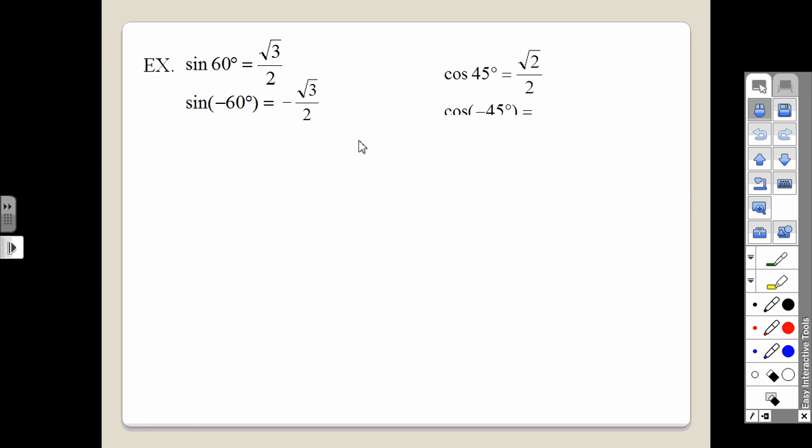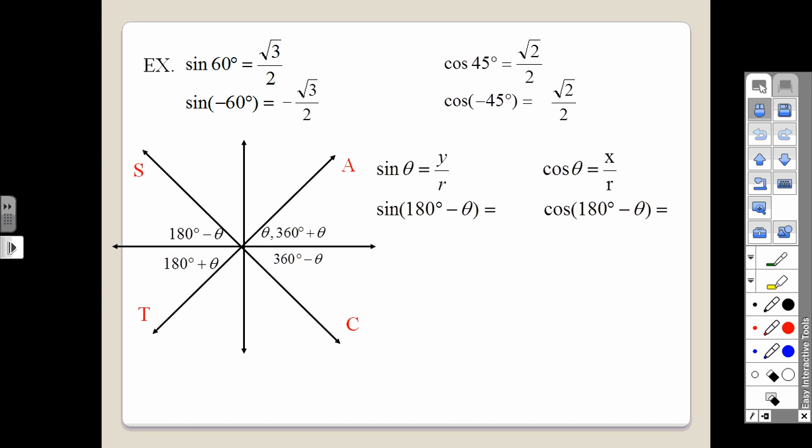Okay, let's try this one. The cosine of 45 degrees is root 2 over 2. So then the cosine of negative 45 degrees, remember that for cosine it doesn't matter if the angle is positive or negative. It's just going to be the same thing. Okay? So now we're going to take this out to a bigger scale. Instead of just dealing with theta and then negative theta, what happens if we're in any one of the quadrants and we relate it to 180 plus or minus theta or 360 plus or minus theta?